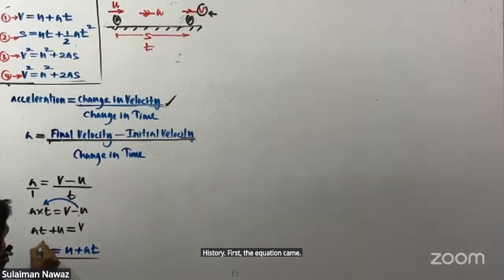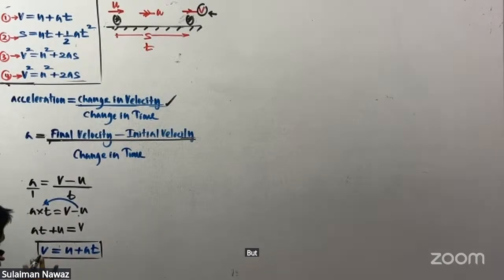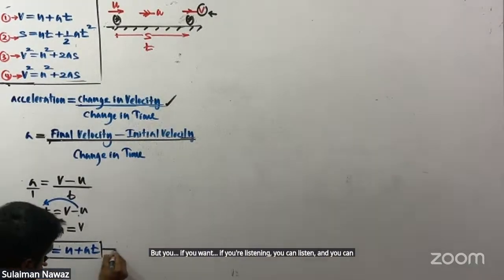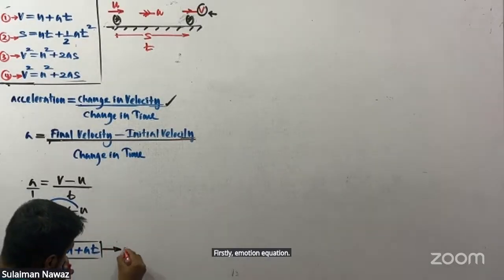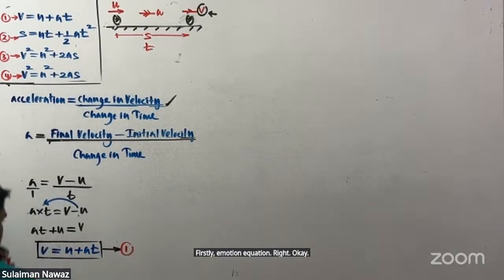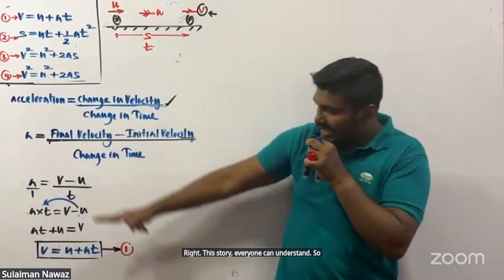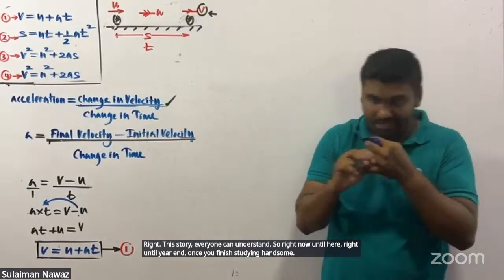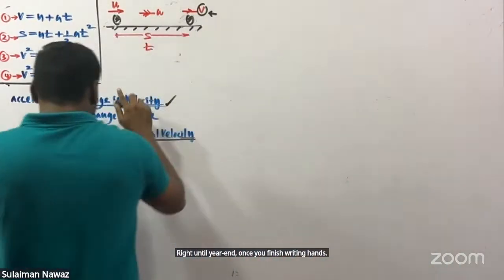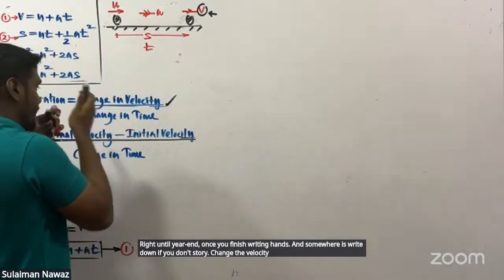Happy? So you also write down in parallel. If you want, you can listen and ask, and I will give time to write down the first linear motion equation. Write down until here, and once you finish writing, hands up. If you don't know the story of change in velocity, write it down somewhere else.